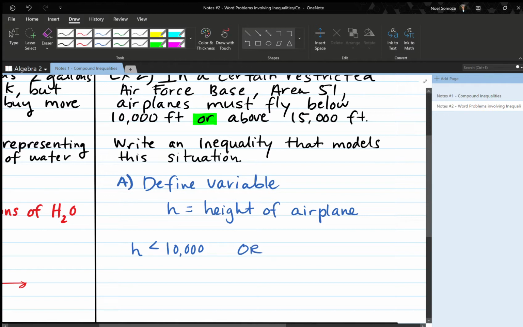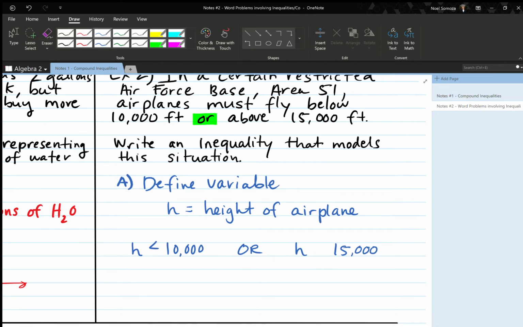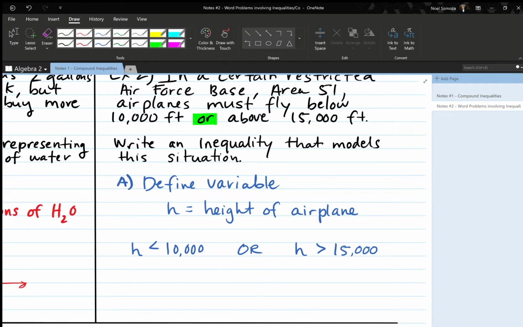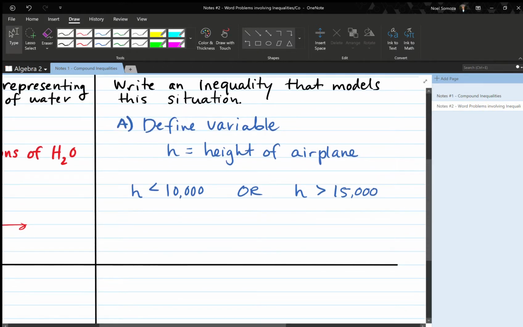Okay. Now we have another relationship here. We have H and we have 15,000. And what's the relationship there? Above. Therefore, what inequality do we want? Greater than, right? It's above, greater than. Okay. So those are my restrictions. Okay, I can be below 10,000 or above 15,000. It doesn't say that I can be at 15,000, or it doesn't say at least 15,000, right? Above or below, strictly. Okay. All right. So this would be pretty simple to draw. Okay.